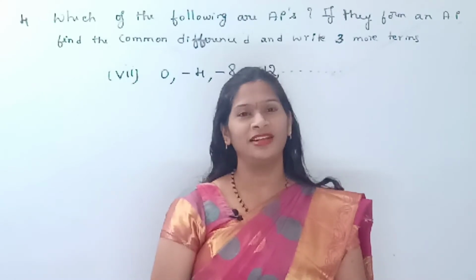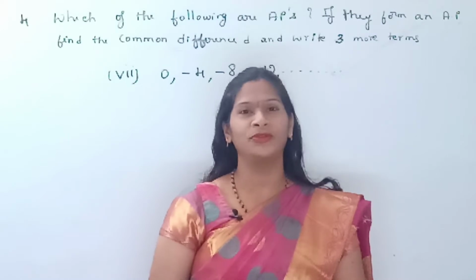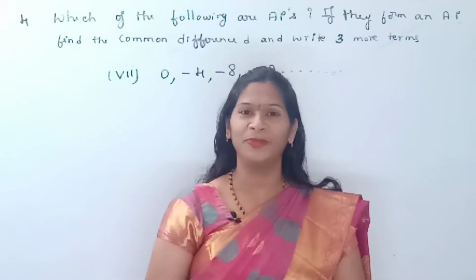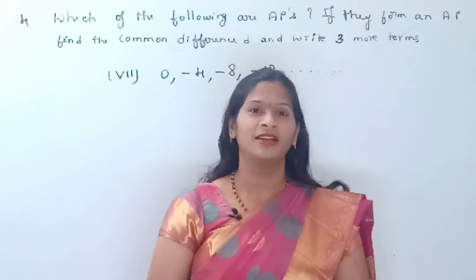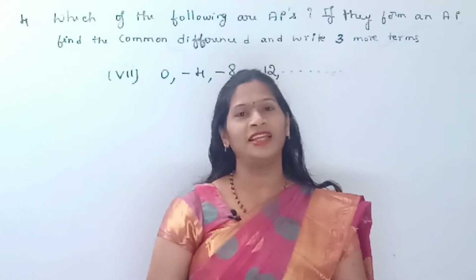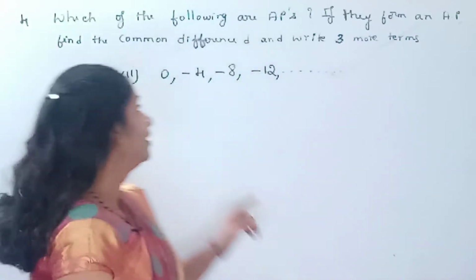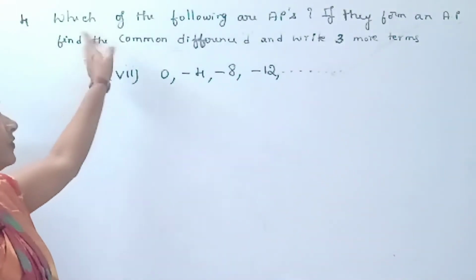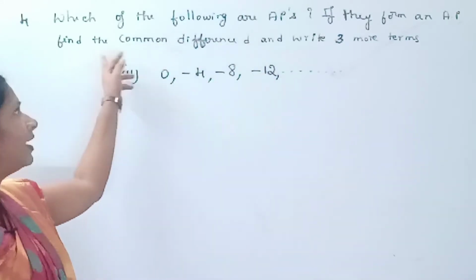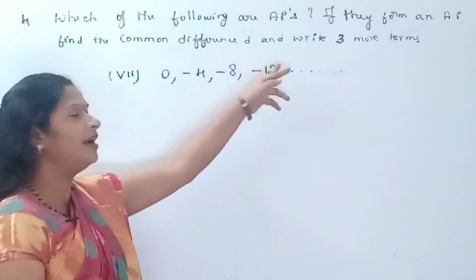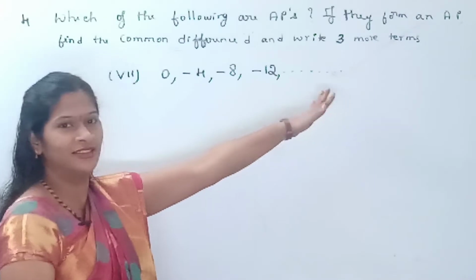In today's session, let us discuss exercise 4th main problems on chapter arithmetic progression. So far we have completed 6 problems. Now let us discuss 7th and 8th problem. So question is, which of the following are APs? And if they form an AP, find the common difference D and write its 3 more terms, isn't it?